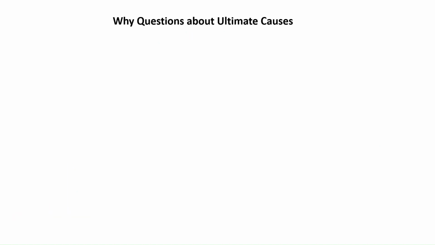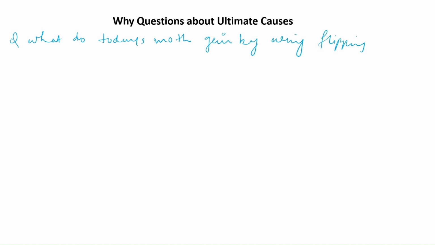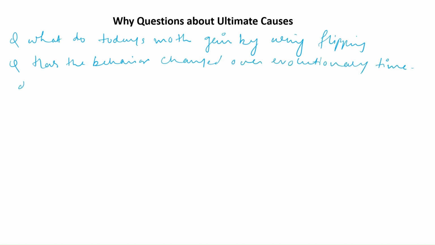Next is why questions about ultimate causes. Now what can be the questions about ultimate causes? First is what do today's moths gain by wing flipping? Next can be, has the behavior changed over evolutionary time? What causes such change? So all these will come under ultimate causes. That means all questions that answer some evolutionary reason behind that behavior will come under the ultimate causes.